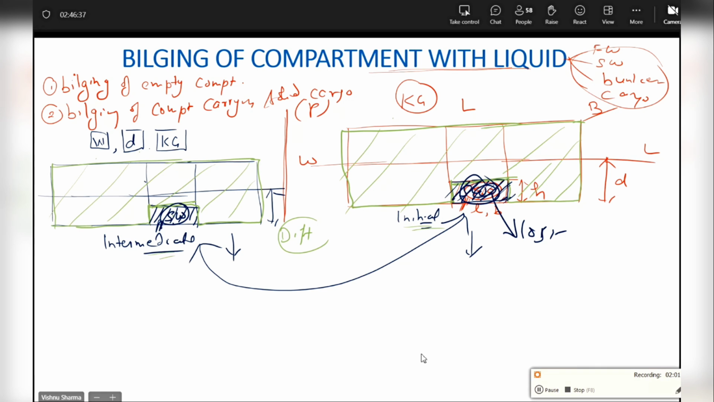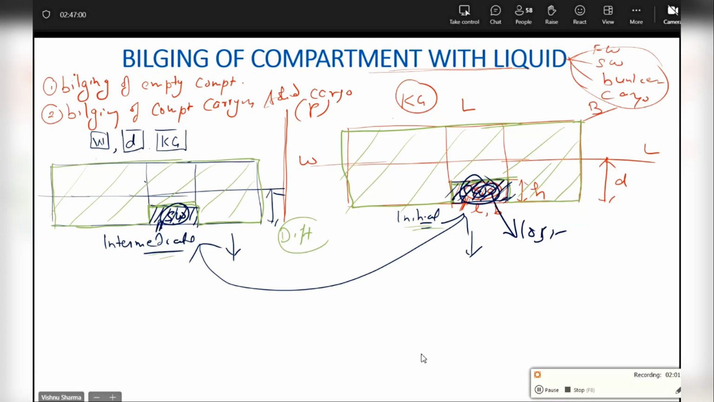Agree. So whatever will be the stability of the intermediate vessel after bilging will be the stability of the other ship. Then their stabilities would be the same. Yes or no? Their stabilities would be the same after bilging. Yes, sir.